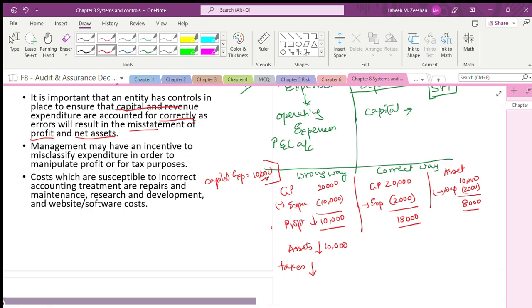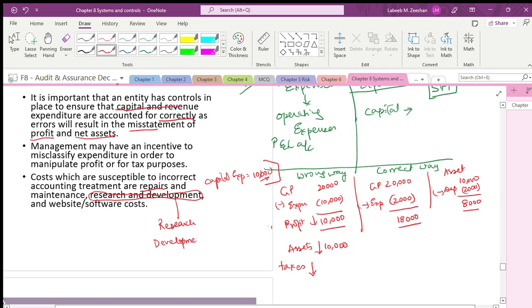They have the option on costs which are susceptible to incorrect accounting treatment. We have to make sure whether repairs are shown in the expenses, and research and development. See, this is the most crucial segment. We are talking in terms of research and development. Any idea about this? Where we have to show research and where we have to show development?